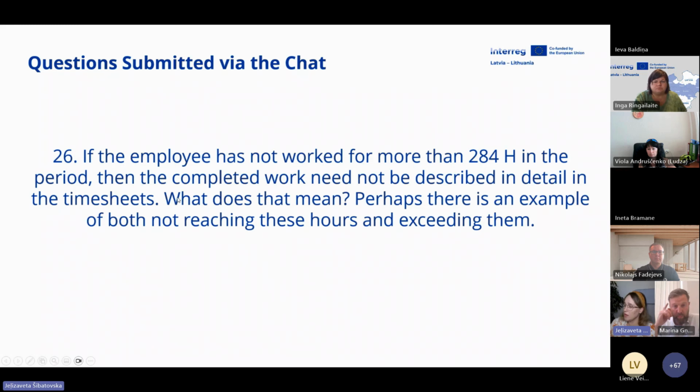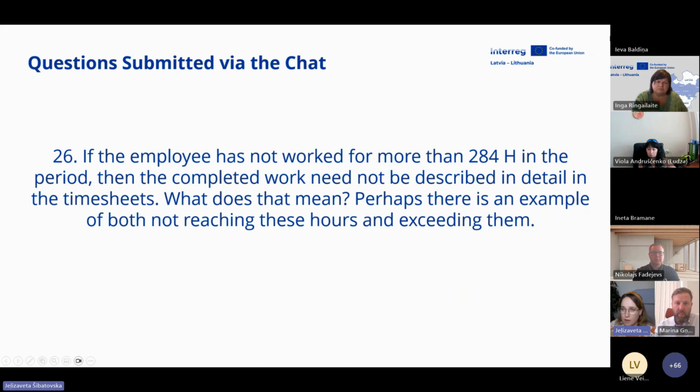If the employee has not worked for more than 284 hours in the period, then the completed work needs to be described in detail in the timesheets. What does that mean? Perhaps there is an example of both not reaching these hours and exceeding them. Again, there will be some example in slides. You can skip the next one.